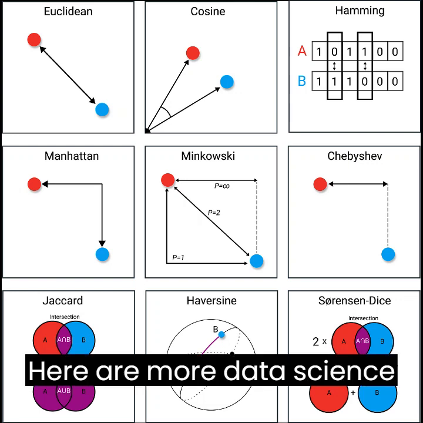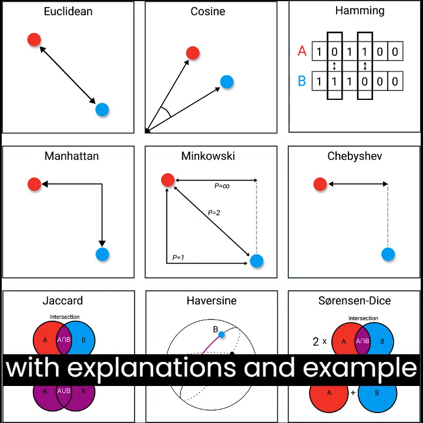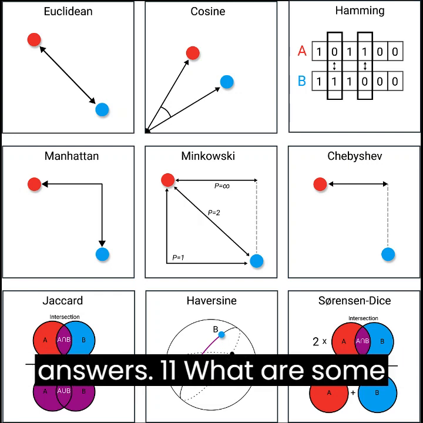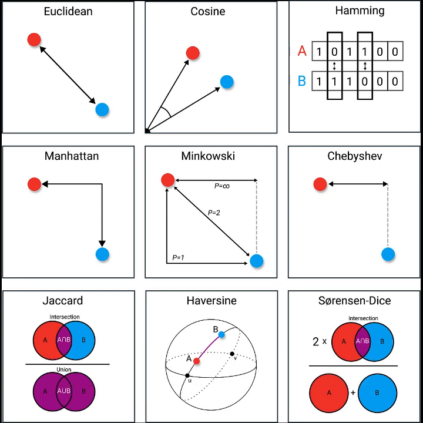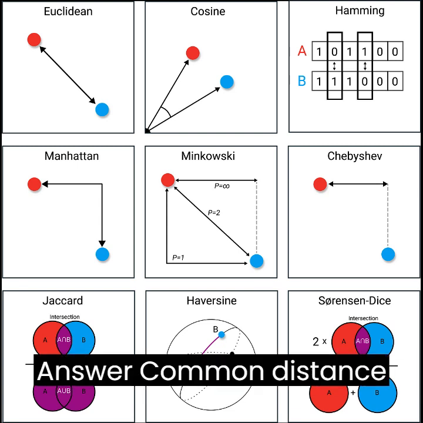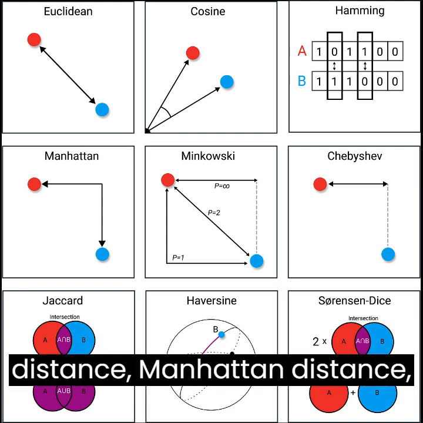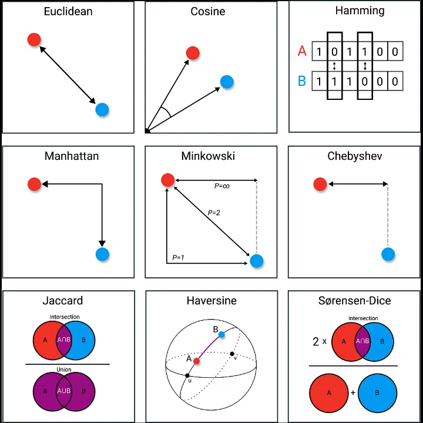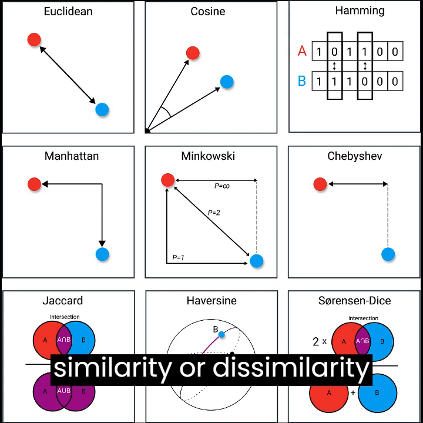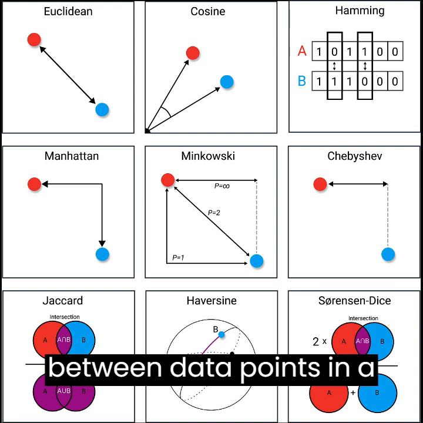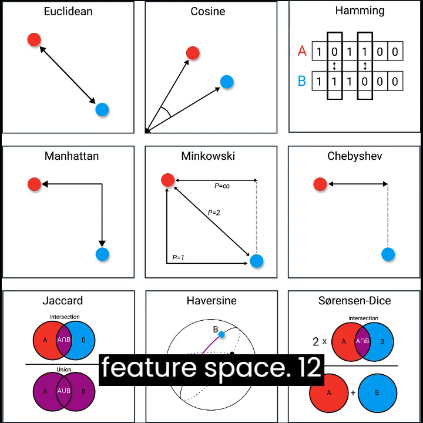Here are more data science interview questions along with explanations and example answers. 11. What are some common distance metrics used in clustering algorithms? Answer. Common distance metrics include Euclidean distance, Manhattan distance, and cosine similarity. These metrics measure the similarity or dissimilarity between data points in a feature space.